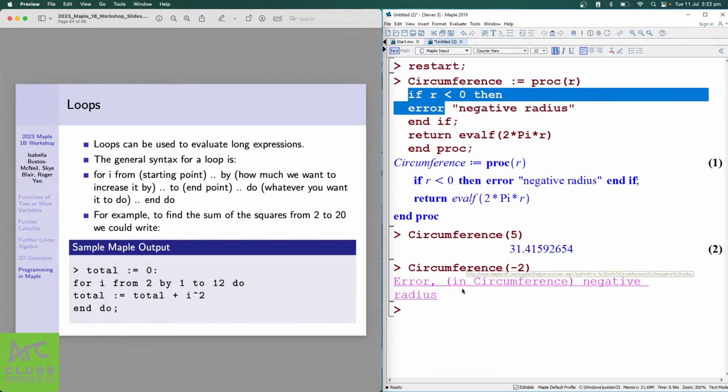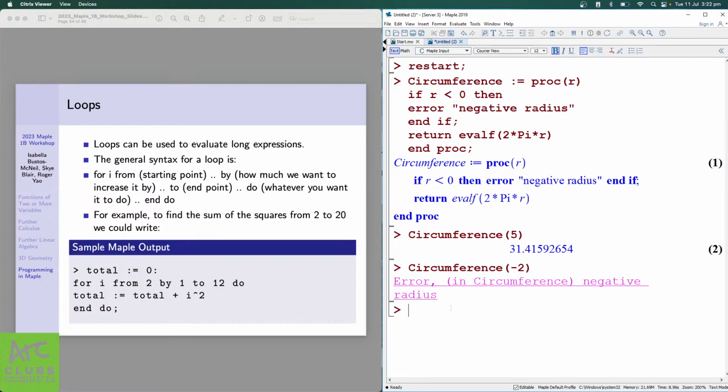Okay, one of the final things that we're going to cover today are loops. We can use loops to evaluate long expressions. The general syntax of a loop is for i from, so i is kind of like a dummy variable that we're working with. So we have to give i a starting point, where i starts from, and then we have to tell Maple how much we want to increase or decrease i by. And finally, we need to tell Maple when to stop the loop by giving it the endpoint.